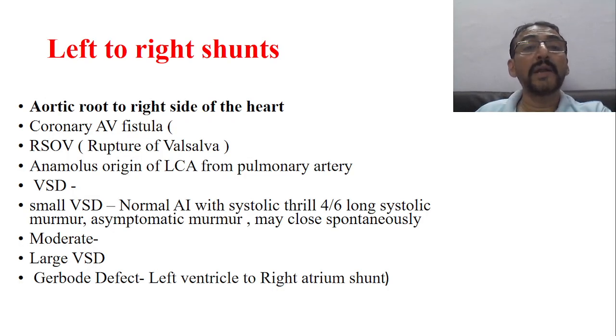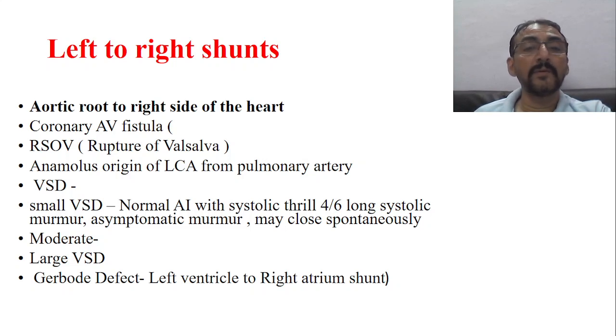Now, aortic root to the right side of the heart. So many things are there. Okay, shunts can happen in many different ways, but what we talk about are the common shunts. Aortic root to right side of the heart: a shunt can occur from the root of the aorta to the right side of the heart. Okay, there can be a coronary AV fistula, coronary atrioventricular fistula. Okay, there is also anomalous origin of the left coronary artery from the pulmonary artery. This we have discussed in the last class.